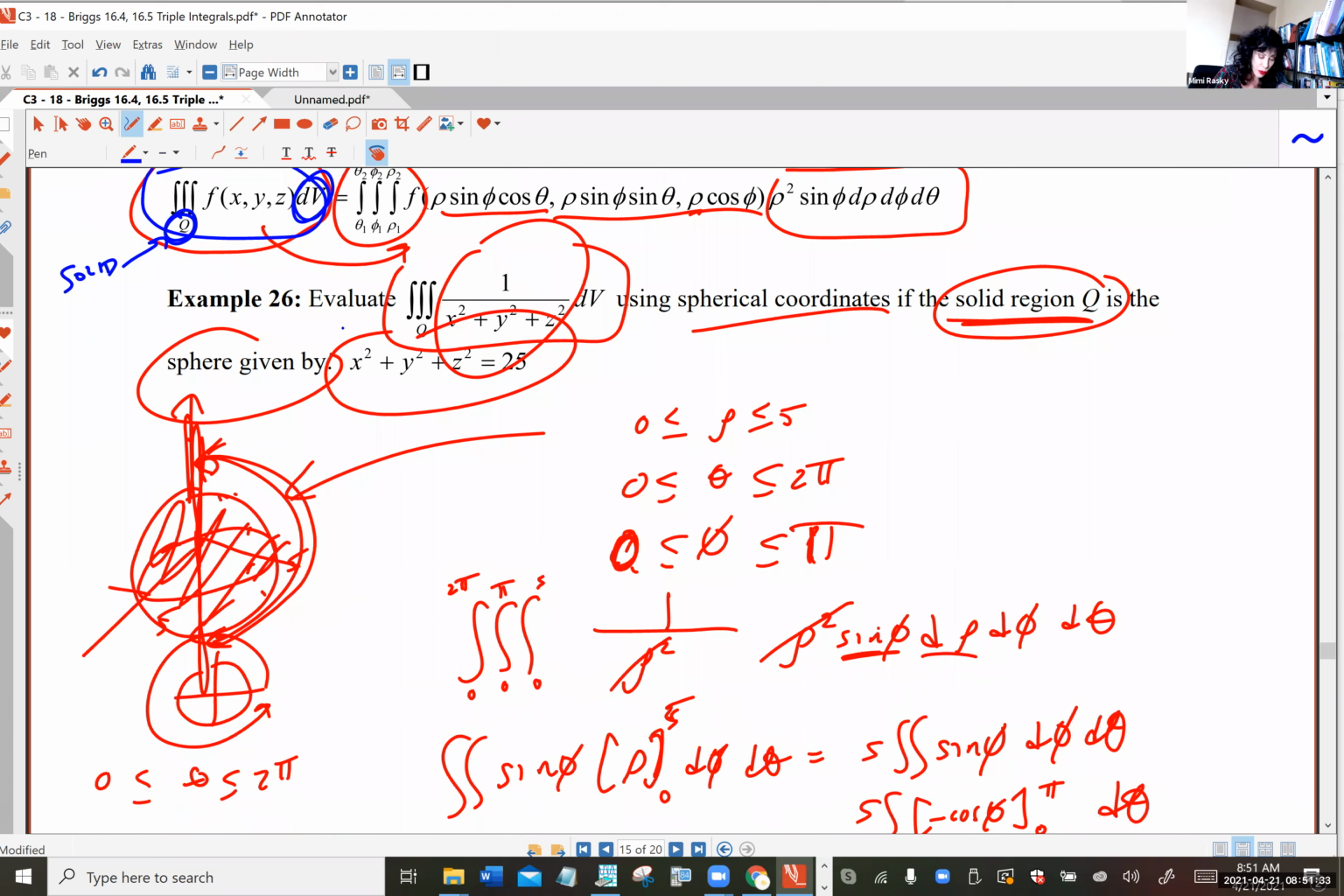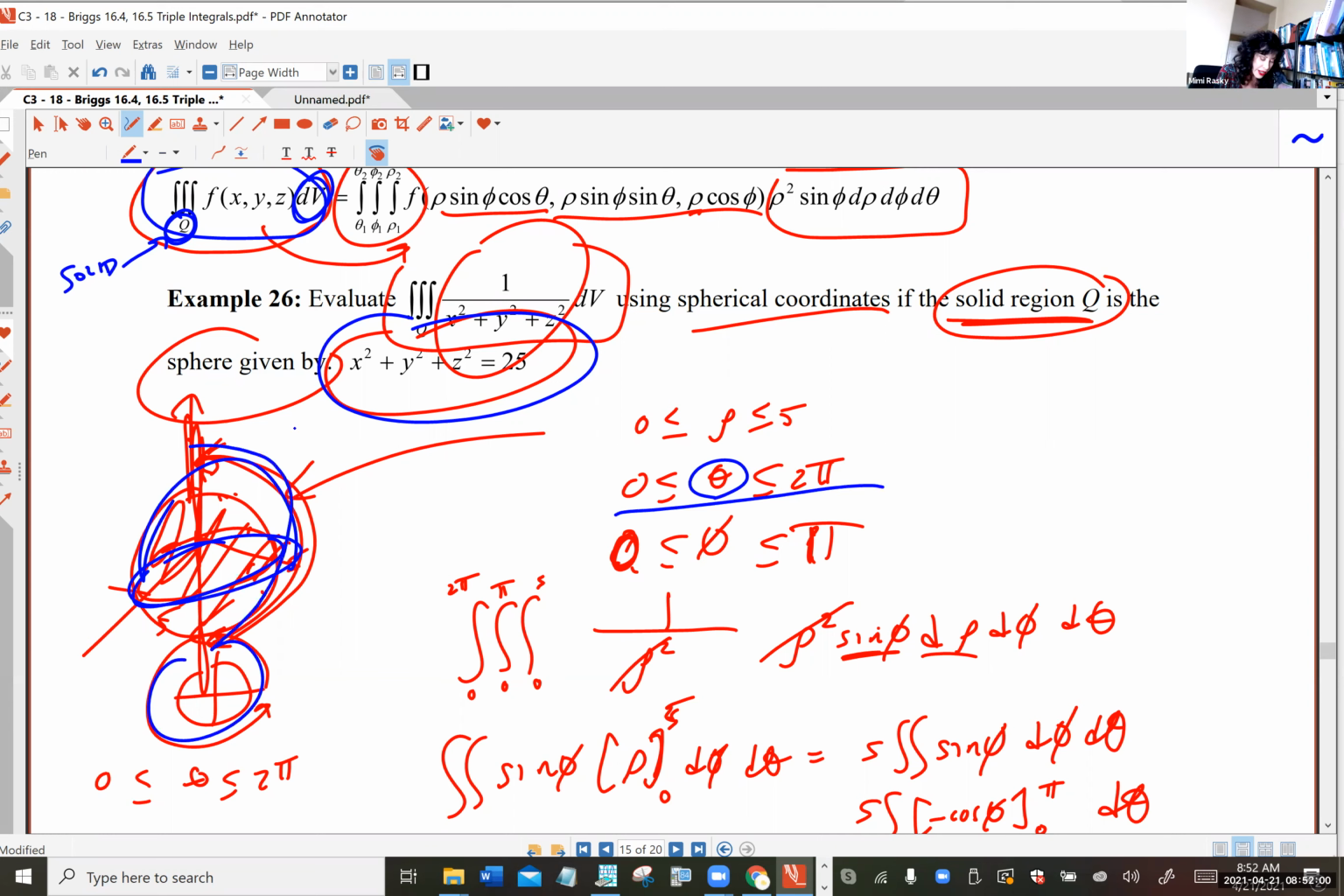The first example we did, they gave an entire sphere for the solid. That's awesome. Why? Because it's easy to get your rho. Your rho is just 0 to 5. It's constant the whole way. And the trace that this sphere makes in the xy plane, remember theta is the same theta you already know and love from polar and cylindrical. And if you look at what's going on in the xy plane, full revolution.